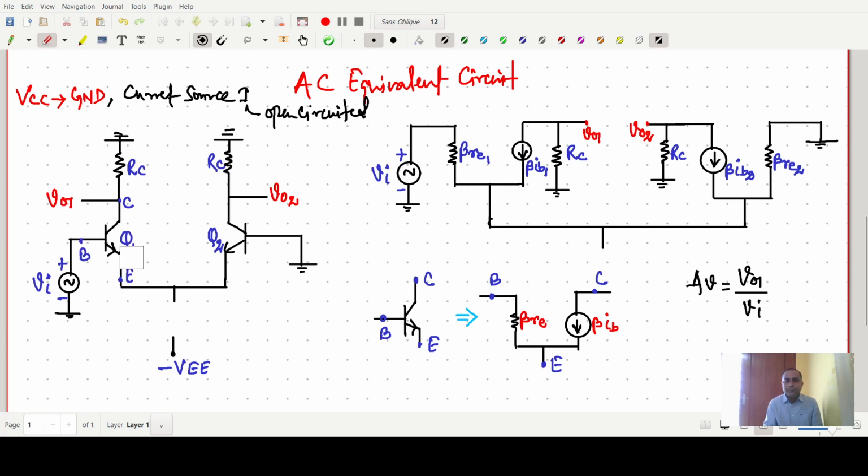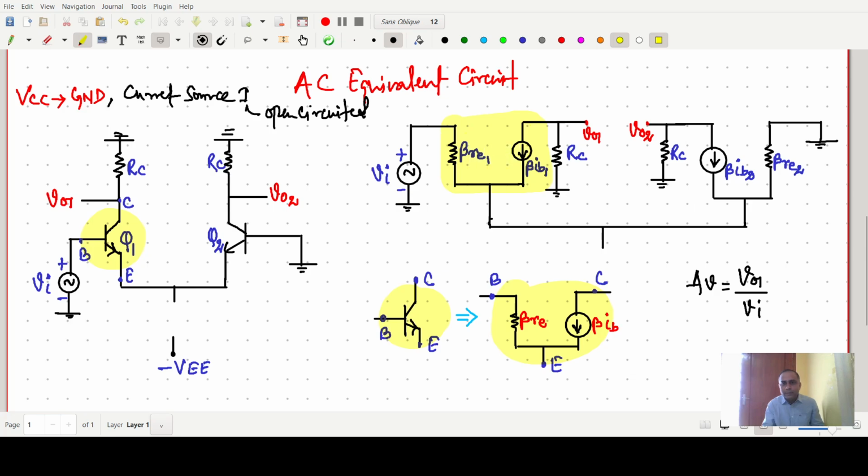Okay, for the AC equivalent, the base is grounded here. Now the transistor, say this one is Q1. As we know, this one is the model. So for Q1, this is the model that we have already drawn.